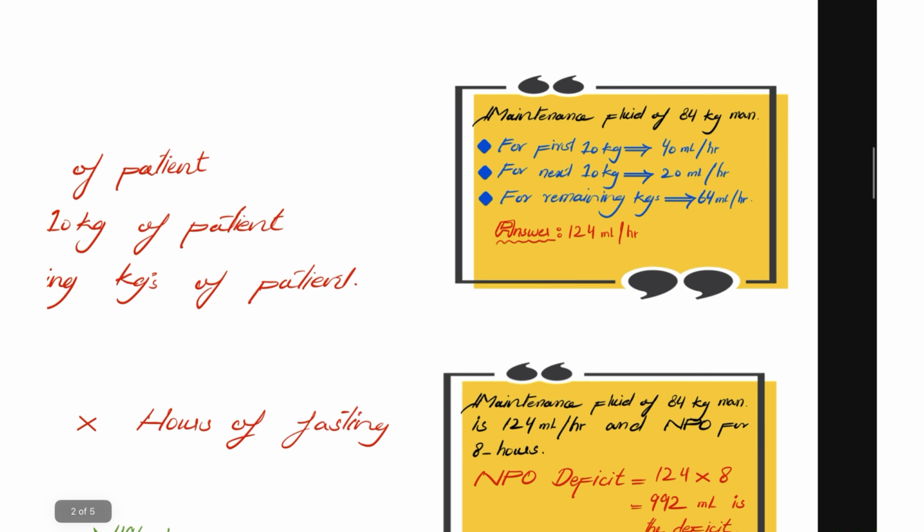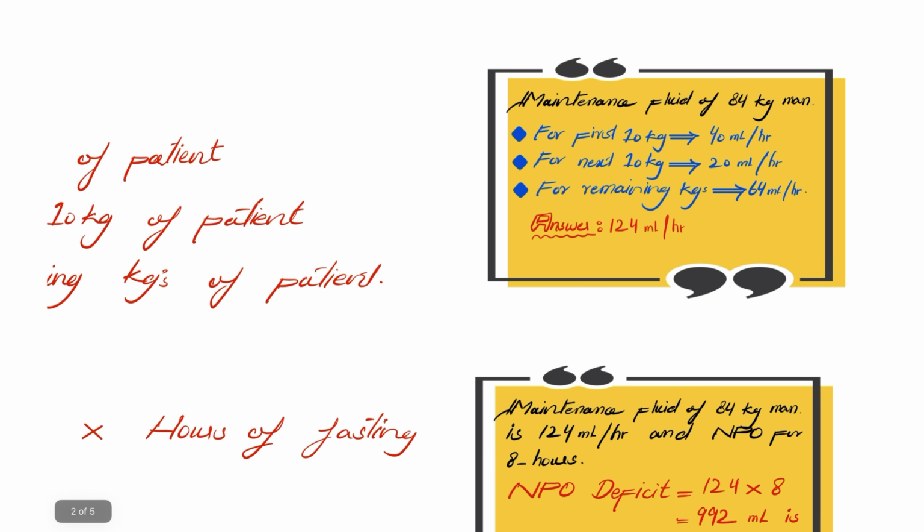Now there is an example. For instance, I want to calculate the maintenance fluid of an 84 kilogram man. For the first 10 kg I have to give 40 milliliter per hour. For the next 10 kg I give 20 milliliter per hour, and for the remaining weight of the patient in kilogram I give 64 milliliter per hour. So the total maintenance fluid per hour will be 124 milliliter per hour.